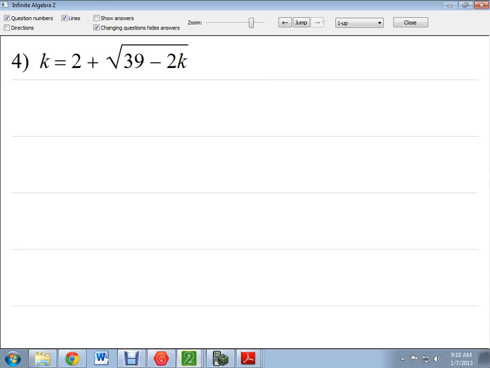This one is a more complicated equation because it doesn't just have a variable involved, but it also has this other number here. Remember, we first have to get the square root by itself, so I'm going to subtract 2 from both sides. k minus 2 is equal to the square root of 39 minus 2k. I will then need to solve this equation by squaring both sides of it.